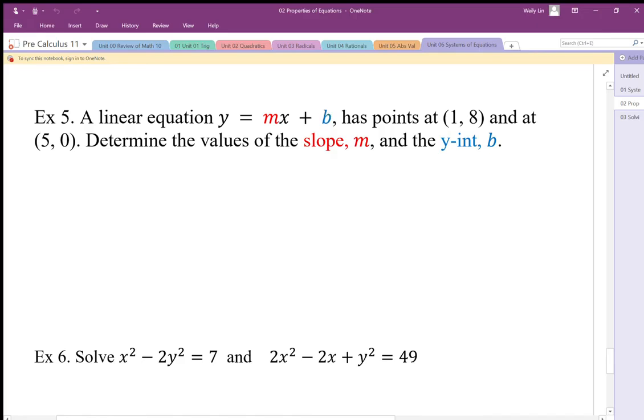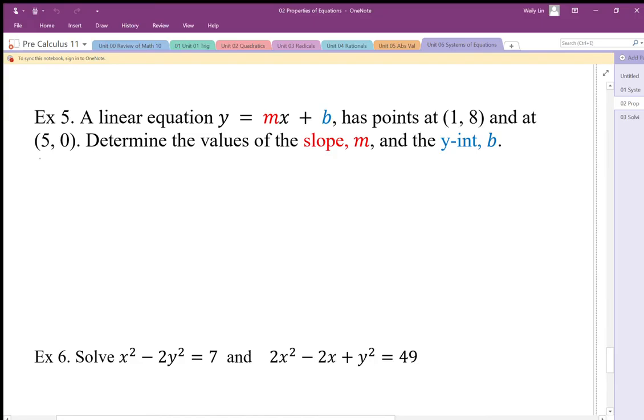We could also solve this as a system of equations. Okay, so it would work out as a system of equations this way. Since we have two variables, m and b, we just need to come up with two relationships, and the two relationships can be generated by the two coordinates. The 1 and 8 are related to each other, so there's a relationship. 5 and 0 are also related to each other.